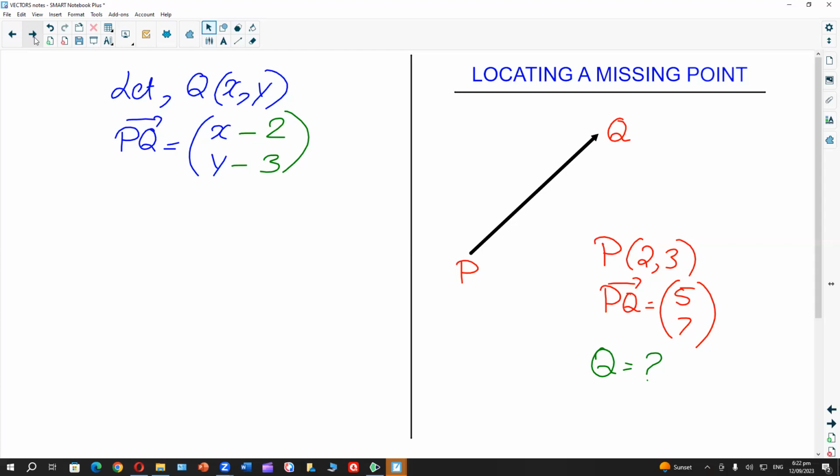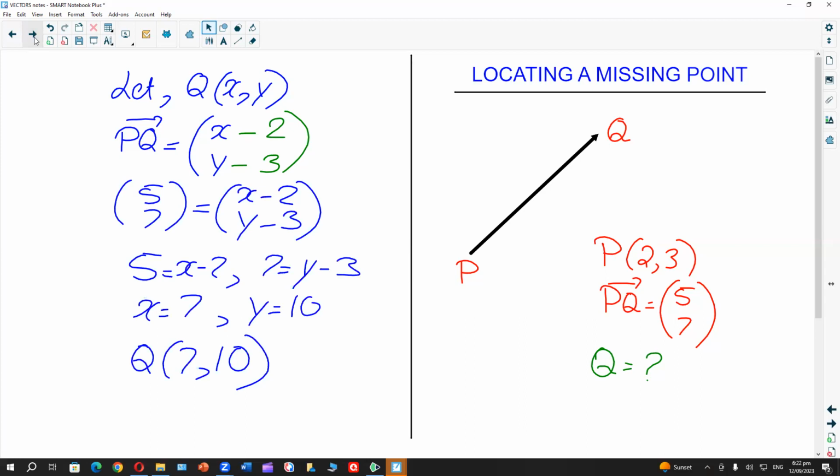Remember, we do not know the coordinates of Q. Now, we know the vector is 5, 7. So we equate the vector and we solve it to get the coordinates of the unknown point. This is the method how we can find the missing point, if we know the vector, if we know a point, and we want to find the second point. So you have to copy this one here.